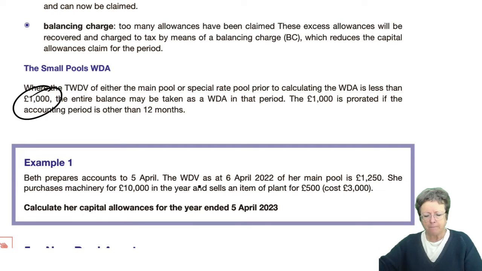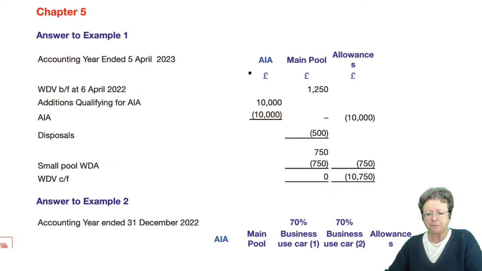where Beth prepares accounts to the 5th of April. The written down allowance at the 6th of April on her main pool was 1,250. She bought some machinery in the year for 10,000 and she sold an item of plant for £500, which cost 3,000. Remember the rule? The lower of, that's correct. Okay, so let's have a look at the answer for that one.